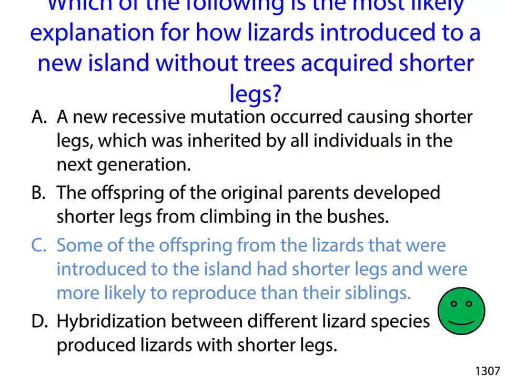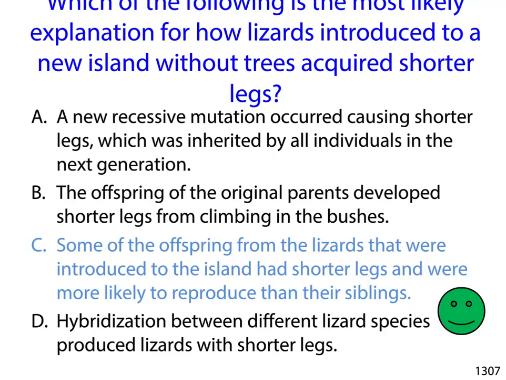Now remember, in order to pick the right answer, you can eliminate the other ones. Okay, so in order to choose it, it's got to be 100% correct and make sense. So let's eliminate A. A new recessive mutation occurred, causing shorter legs, which is inherited by all individuals in the next generation. Well, good luck with that. Okay, not going to happen. B. The offspring of the original parents developed shorter legs from climbing in bushes. That is known as Lamarckian evolution and does not happen.